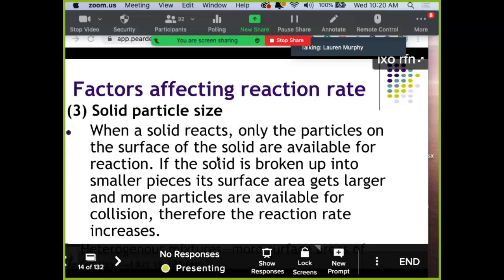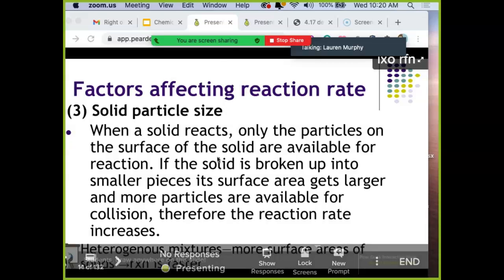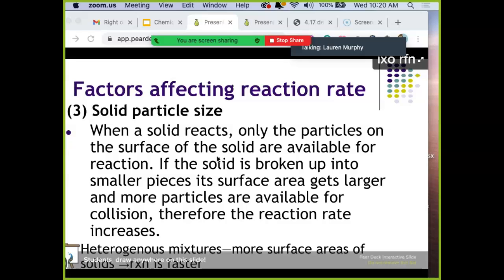Okay, so solid particle size is for heterogeneous mixtures, like you're taking a solid and dumping it in a solution, or you're taking a solid and dumping it in a liquid. And this could be a chemical reaction. It could just be dissolving as well.